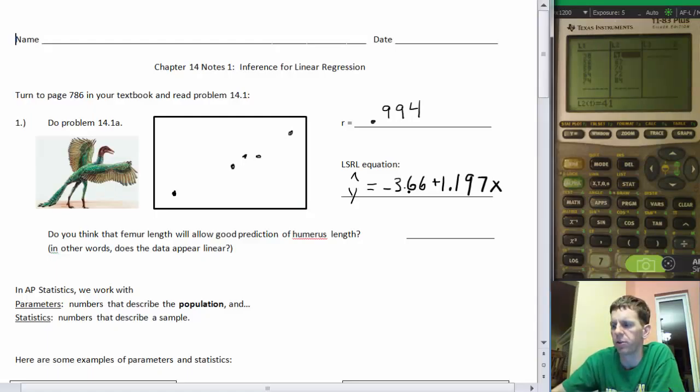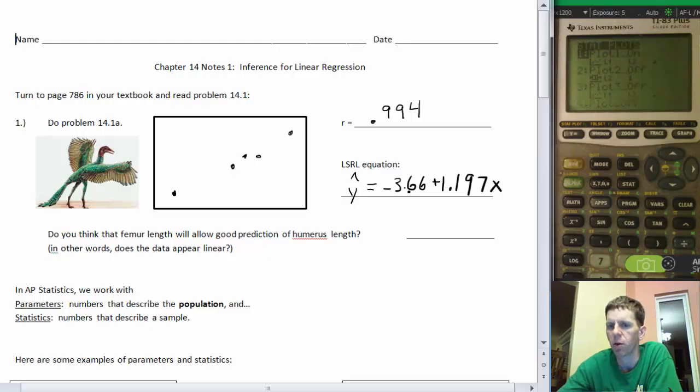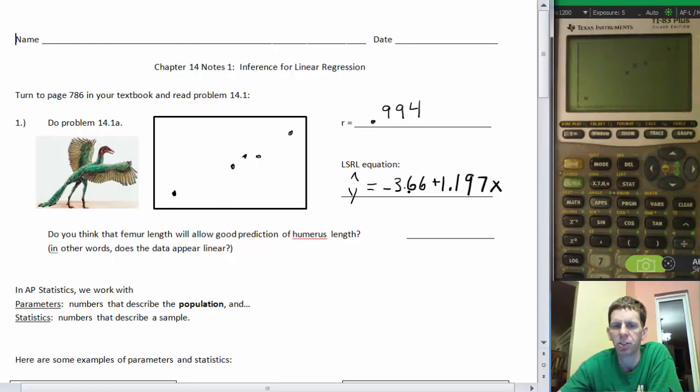So once we've entered the data into your calculator, we can go to 2nd Y= for stat plot. We're going to make a scatter plot, and if I do ZOOM 9, ZoomStat, I should get a nice illustration of that scatter plot. We can figure out the correlation by going to STAT CALC. Remember, we use number 8, the linear regression a plus bx feature, and you'll notice that we get an r value of 0.994. That's your correlation. Our least squares regression equation also comes from the same screen, and this is y hat equals negative 3.66 plus 1.197x.